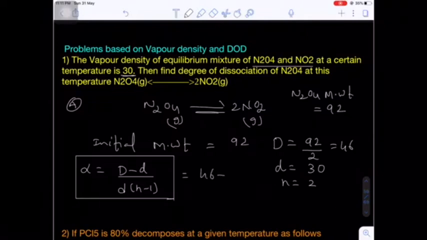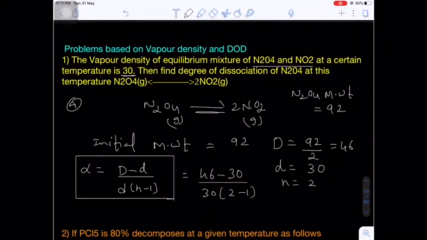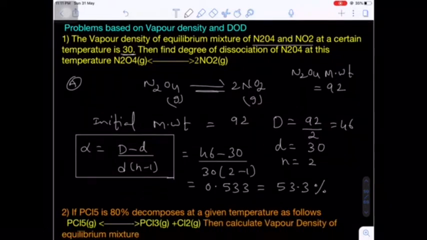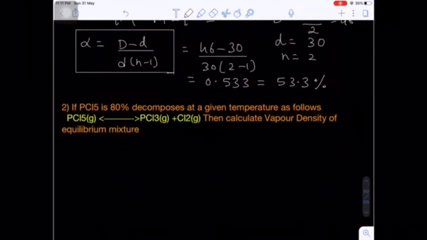Now here, 46 is the initial vapor density, and 30 is the equilibrium vapor density, whole divided by 30 (equilibrium vapor density) into 2 minus 1. After solving this, you have the answer 0.533. Okay, if you want to convert into percentage, 53.3 percentage of degree of dissociation. Now, second problem you have.